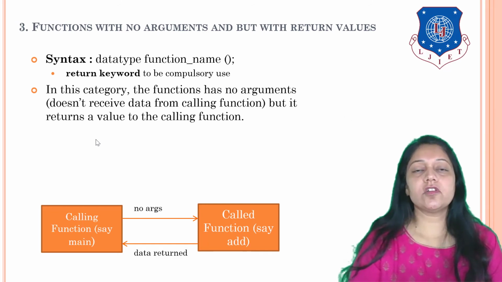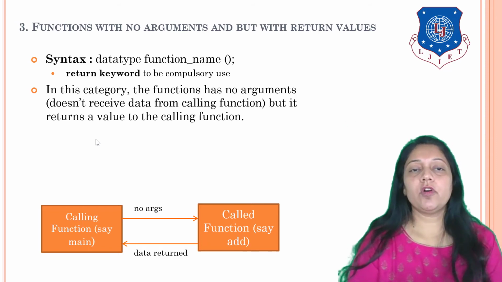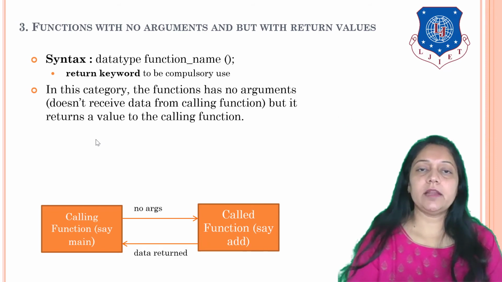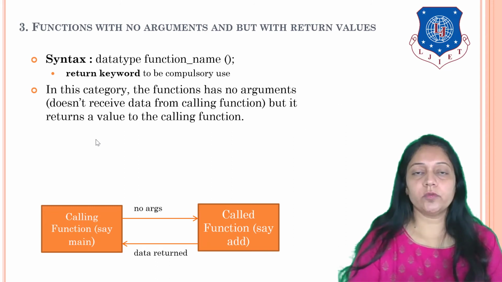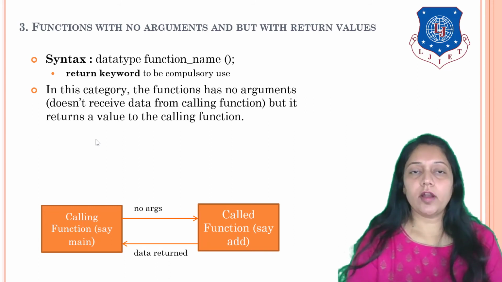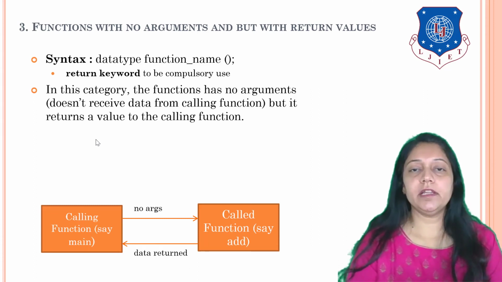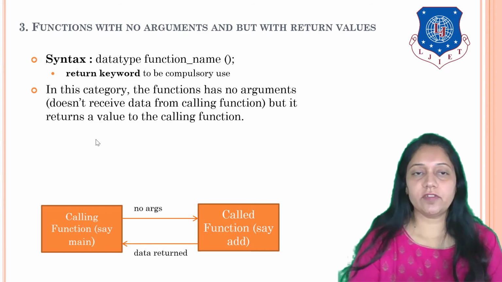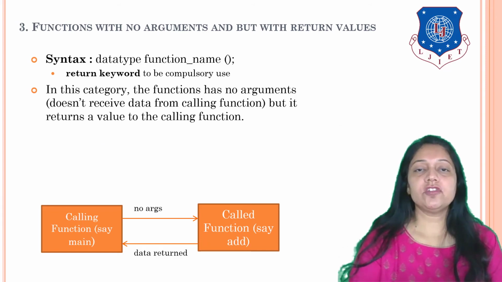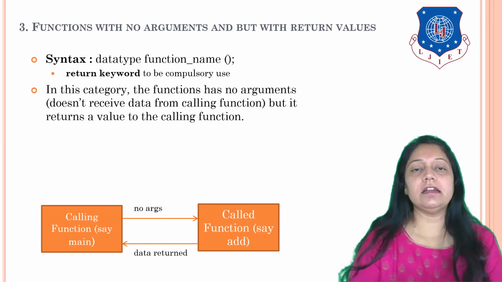What would be the syntax of this type of function? First is the return data type. Now in the return type, you are going to mention some data type. It can be integer, float, character and so on. You cannot mention void in the return type. Then give the function name, and the brackets should be empty because there are no arguments in this function. In this type of function, you have to compulsorily use the return keyword.